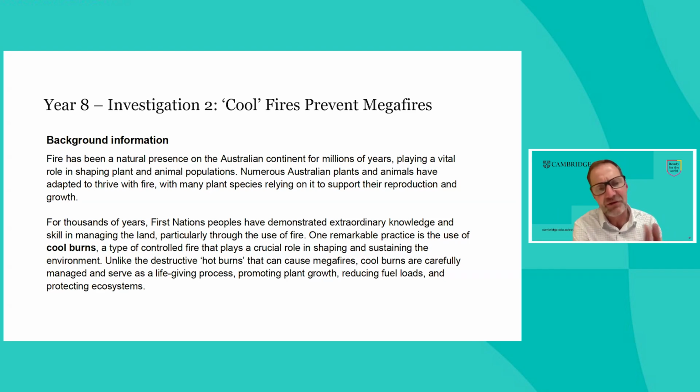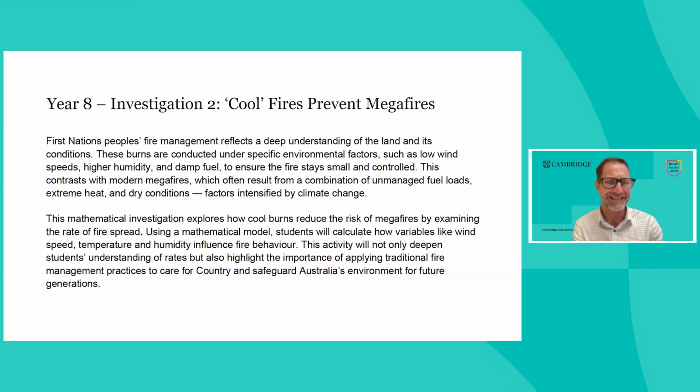For thousands of years, First Nations people have demonstrated extraordinary knowledge and skill in managing the land, particularly through the use of fire. One remarkable practice is the use of cool burns, a type of controlled fire that plays a crucial role in shaping and sustaining the environment. Unlike the destructive hot burns that can cause megafires, cool burns are carefully managed and serve as a life-giving process, promoting plant growth, reducing fuel loads, and protecting ecosystems. And the next 2 paragraphs read like so. On the next slide, please.